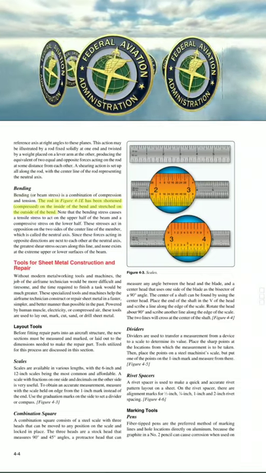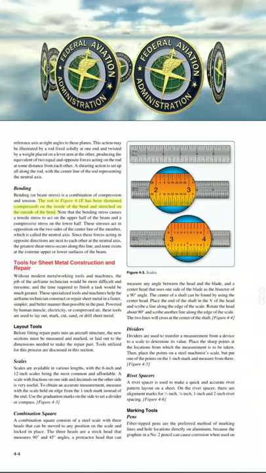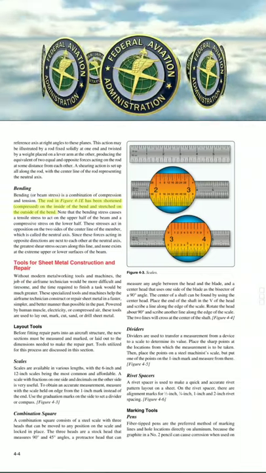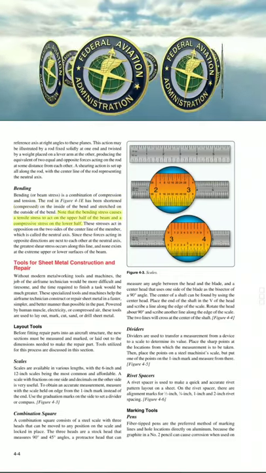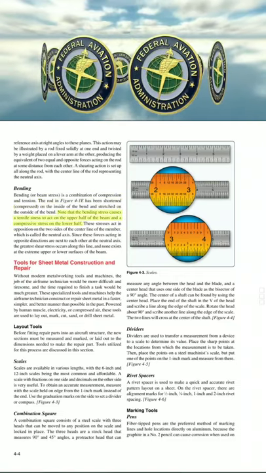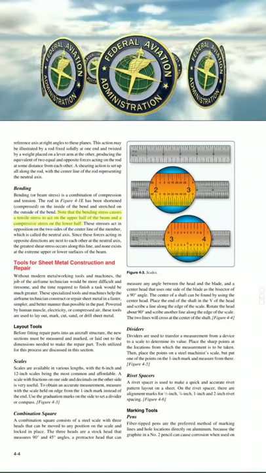Bending. Bending, or beam stress, is a combination of compression and tension. The rod in figure 4-1e has been shortened, compressed, on the inside of the bend, and stretched on the outside of the bend. Note that the bending stress causes a tensile stress to act on the upper half of the beam, and a compressive stress on the lower half.